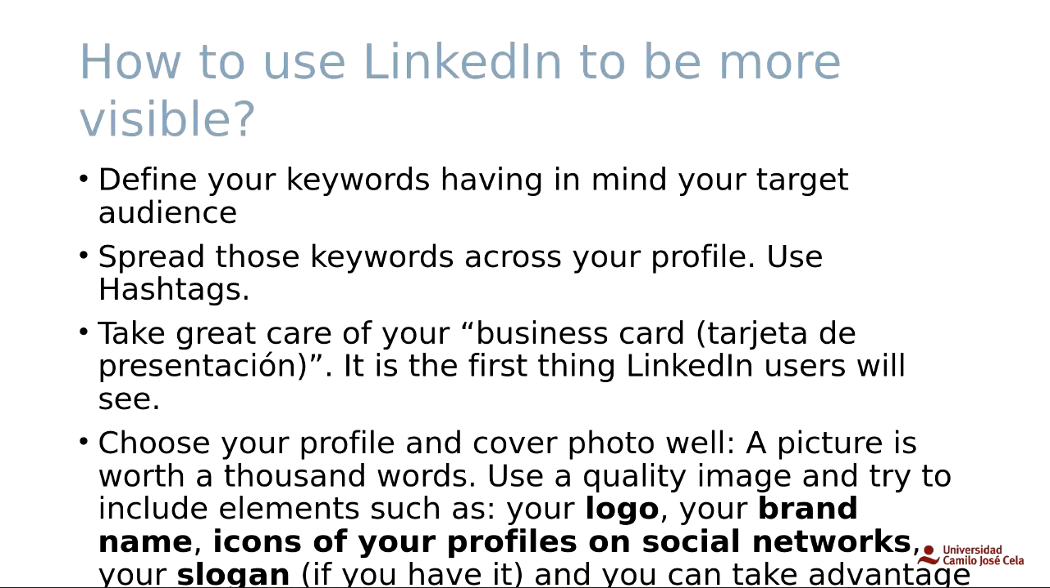To use LinkedIn to be more visible, first of all, you need to define your keywords, okay? The keywords that are going to be spread on your profile. Take great care of your business card, la tarjeta de presentación, that is the first part in which you include videos and the experience you had and so on. And then you can also use a profile and cover photo. For example, in my case, my cover photo corresponds to the slogan of Educando, that is, el camino para una educación con sentido. This is very important because it's the first image that people are going to see, okay?